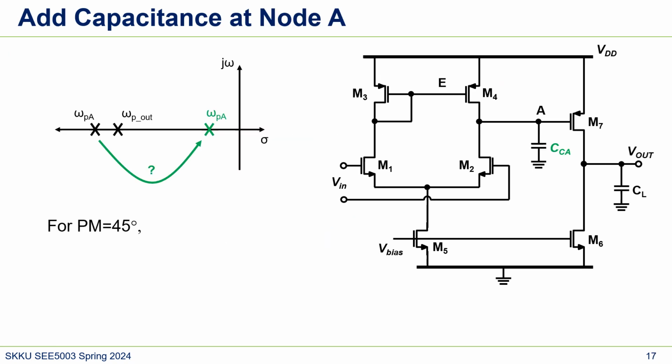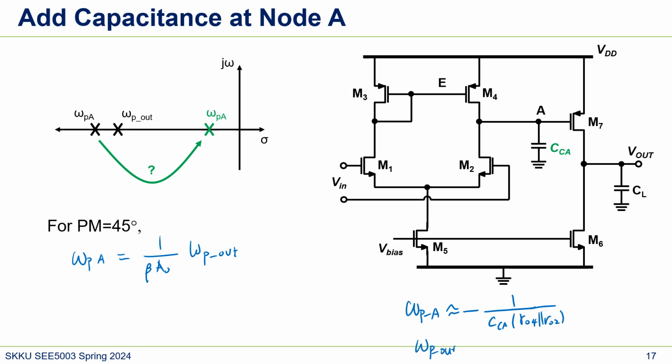So to achieve a phase margin of 45 degrees, omega PA should be a lot slower than omega P out, right? Because you see that this omega PA goes too slow. That's what we're going to do. Omega PA is approximately minus 1 over CCA, RO4, RO2, and omega P out is approximately 1 over CL, because CL is the largest, RO7 and RO6.